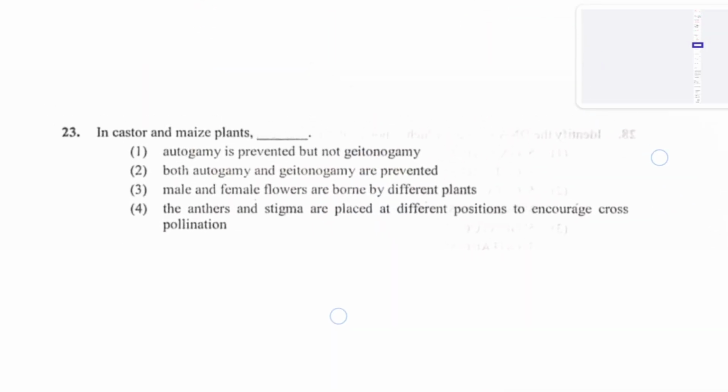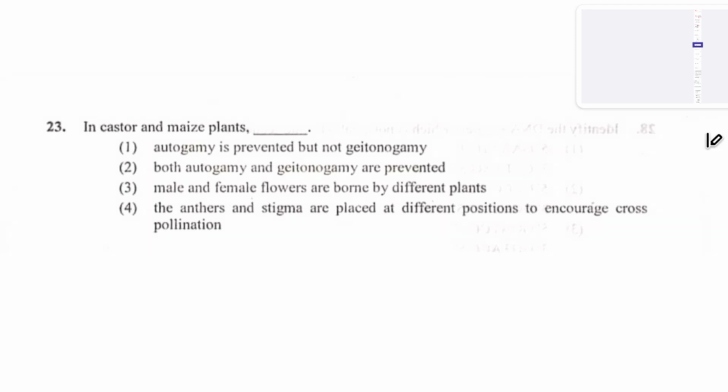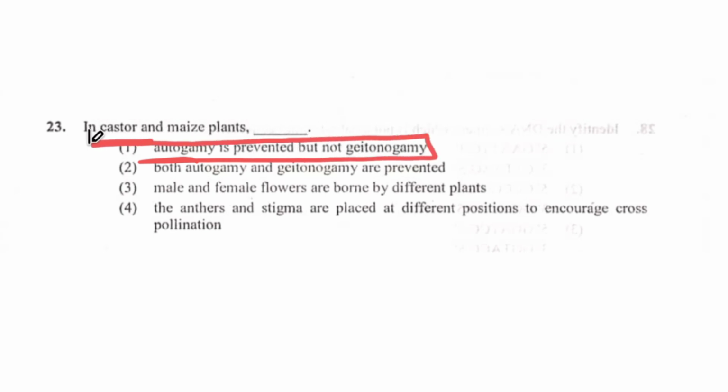So read out the next question. I have picked some of the questions from previous year KCET. In castor and maize plants, they have given this statement clearly about outbreeding devices. In castor and maize, you can prevent autogamy but not geitonogamy. So autogamy can be prevented but not geitonogamy. So 1 is the right answer for this question.